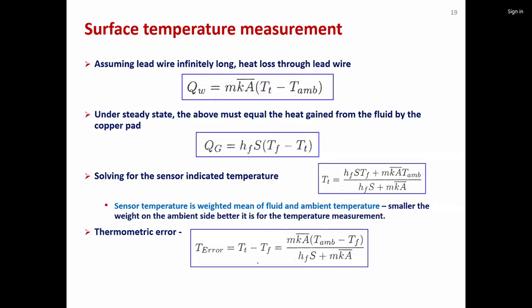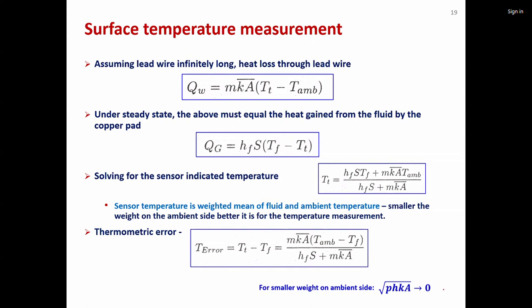So in that case, your thermometric error, which is the temperature of the tip minus the temperature of the fluid. So from here you can find out, right? Temperature of the tip minus TF, and if on the right side you do minus TF and you adjust the terms, this is what you're going to get. So if you have the thermocouple geometry in such a way that the square root of these is very, very small, right? Then you can ensure that your thermometric error is going to be negligible.